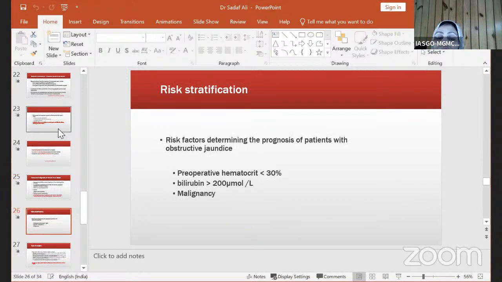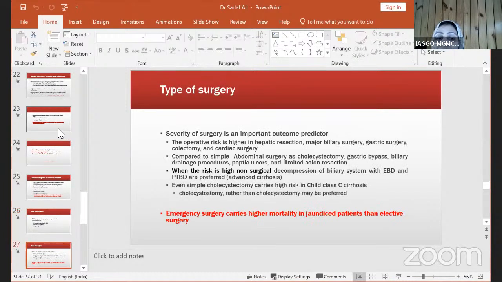Other risk determining factors, which in clinical practice would guide you about obstructive jaundice, would be a pre-operative hematocrit of less than 30%, bilirubin of more than 200 micromoles, and malignancy itself is a significant risk factor. So the severity or type of surgery which you are going to plan for your patient is important.